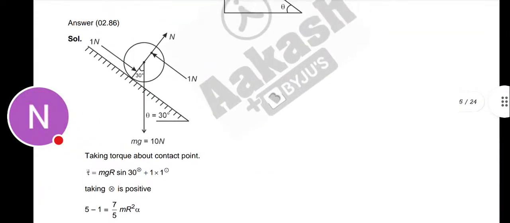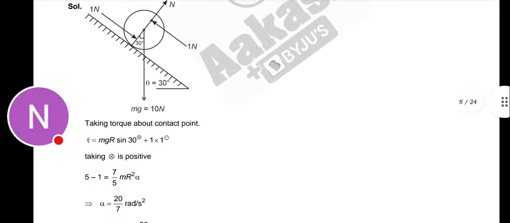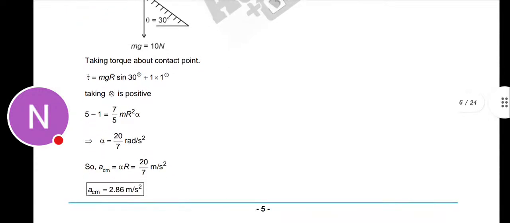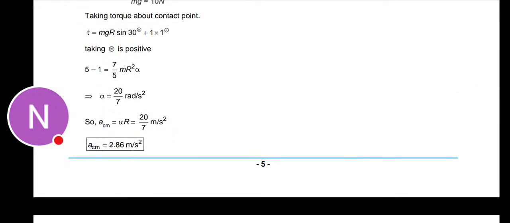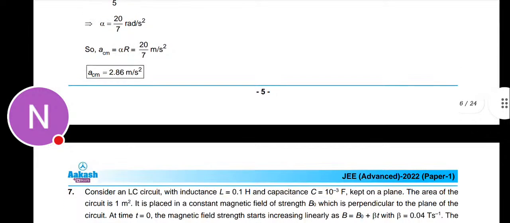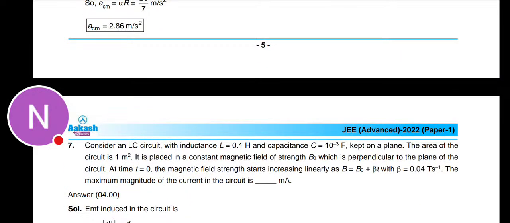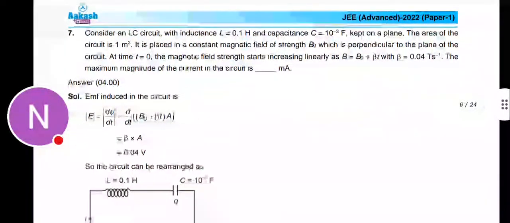By this, if we take the torque about the contact point, torque is equal to mg sin 30 plus 1 into 1. Taking this as positive, 5 minus 1 is equal to 7 by 5 m r square a. So therefore a is equal to 20 by 7 is the radius. So a center of mass is equal to a r is equal to 20 by 7 meter per second square. A center of mass is equal to 2.86 meter per second square is the answer we'll get.